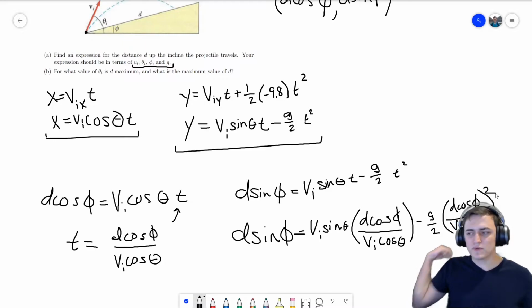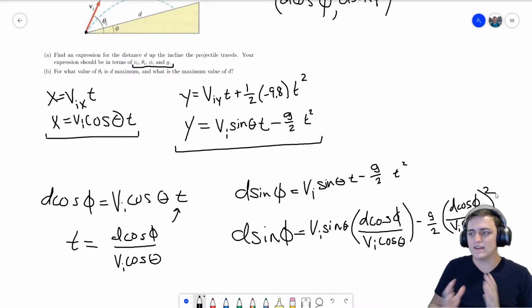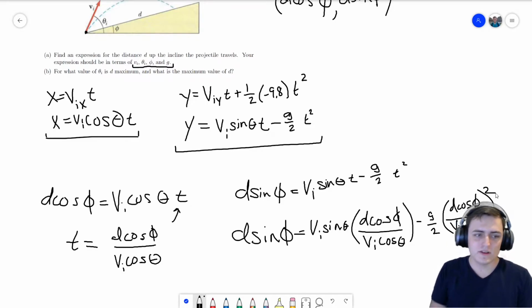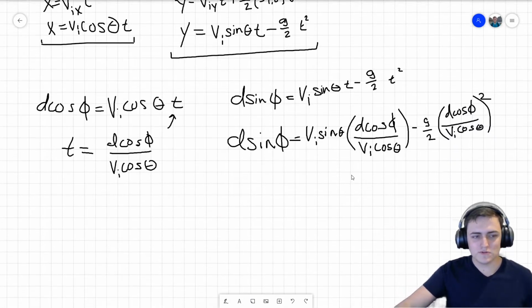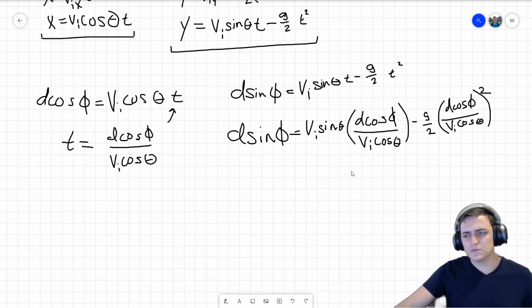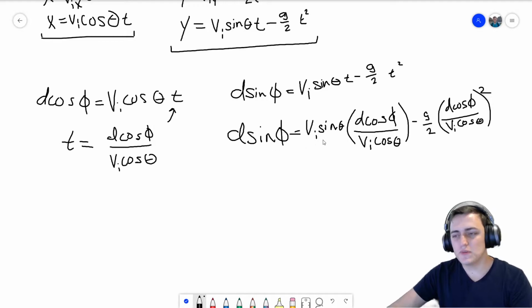So we have an expression. All we have to do now is get d by itself. And this is a little bit tricky. It's not too bad, but there are so many terms that you have to be really careful you don't lose any. So we're going to try and do some algebra to get a sort of d equals. Just try and find what d is.